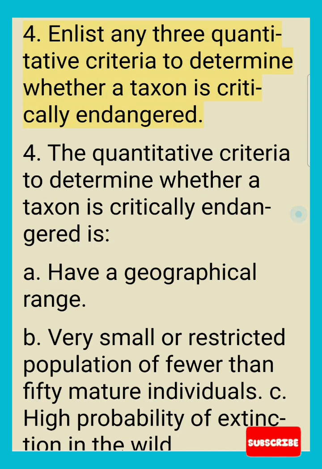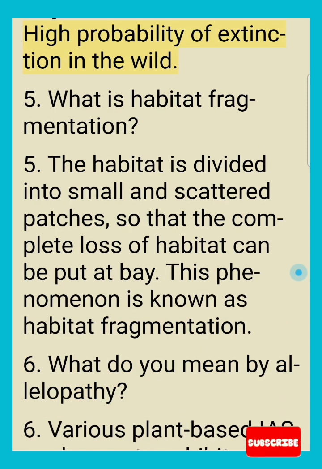4. Enlist any 3 quantitative criteria to determine whether a taxon is critically endangered. The quantitative criteria to determine whether a taxon is critically endangered are: A. Have a restricted geographical range. B. Very small or restricted population of fewer than 50 mature individuals. C. High probability of extinction in the wild.